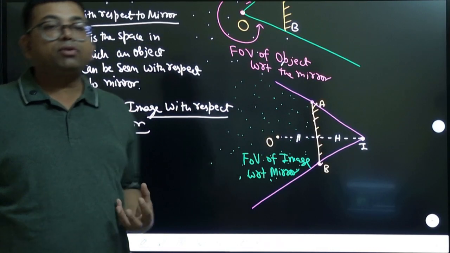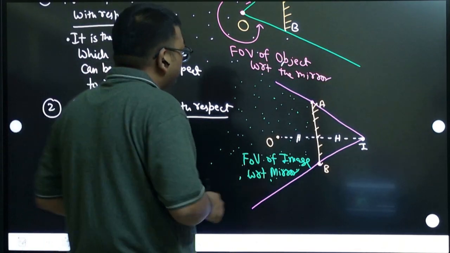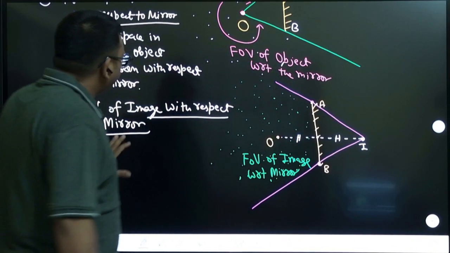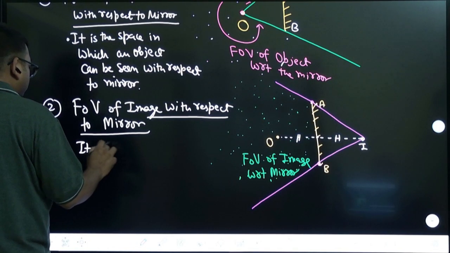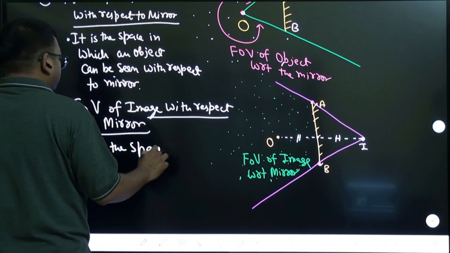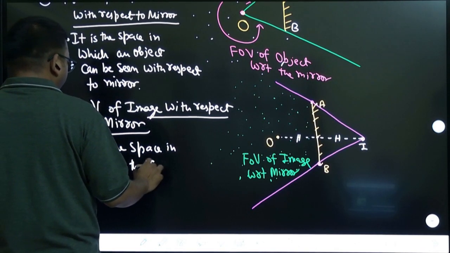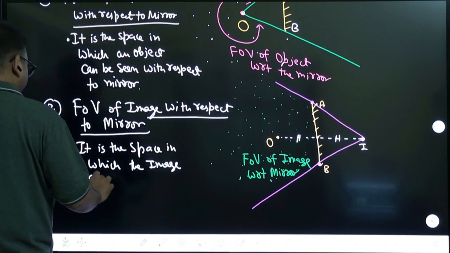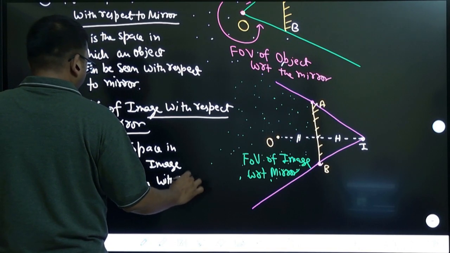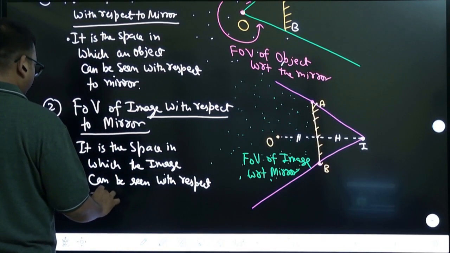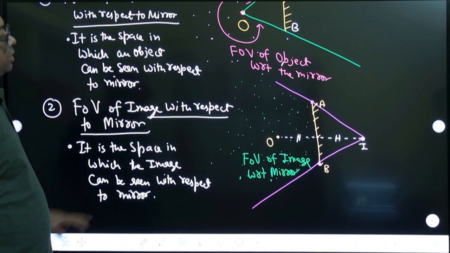Okay, so this field of view idea is a very big idea by which we can solve problems, and this question we are going to solve using this. Definition of field of view is the same. It is the space in which the image can be seen with respect to mirror. So the concept is the same.